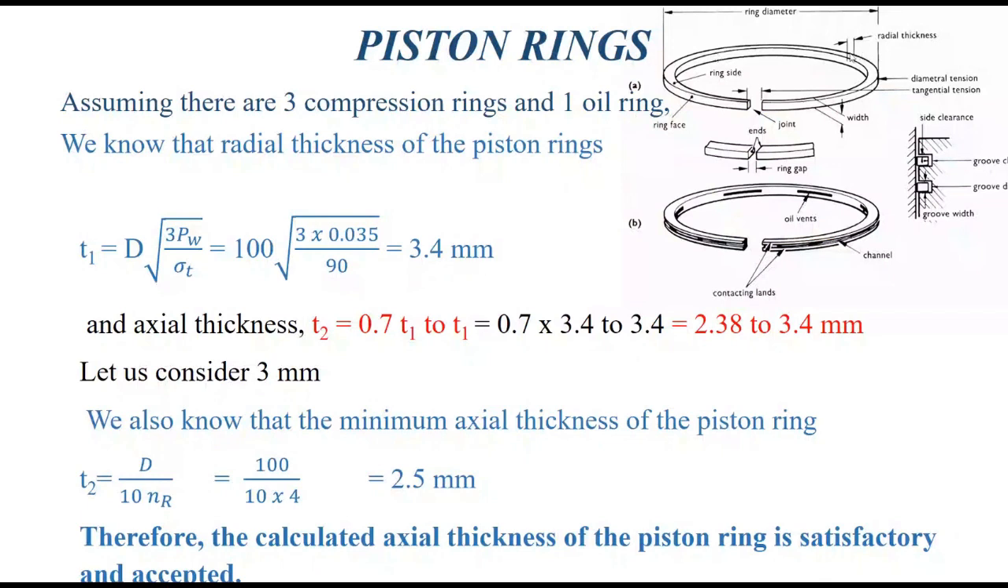Please don't get confused. This is your radial thickness. From the top, whatever thickness you can see, that is your radial thickness. And from the side, whatever you can see here, it is indicated by width. This is your axial thickness.